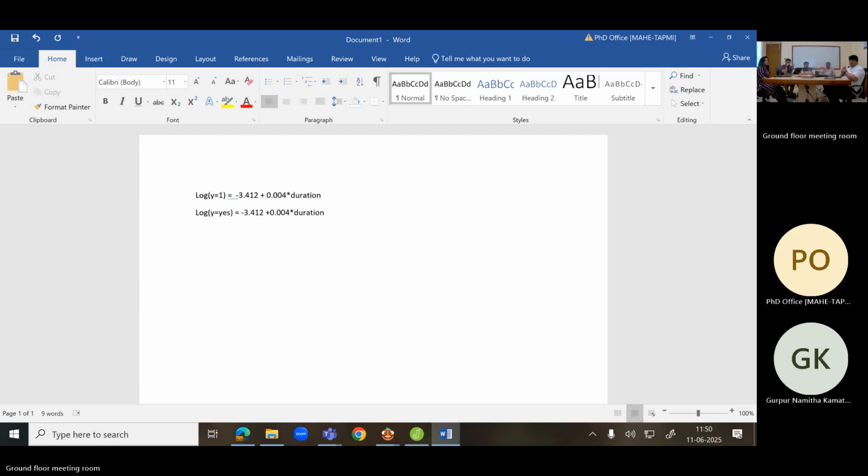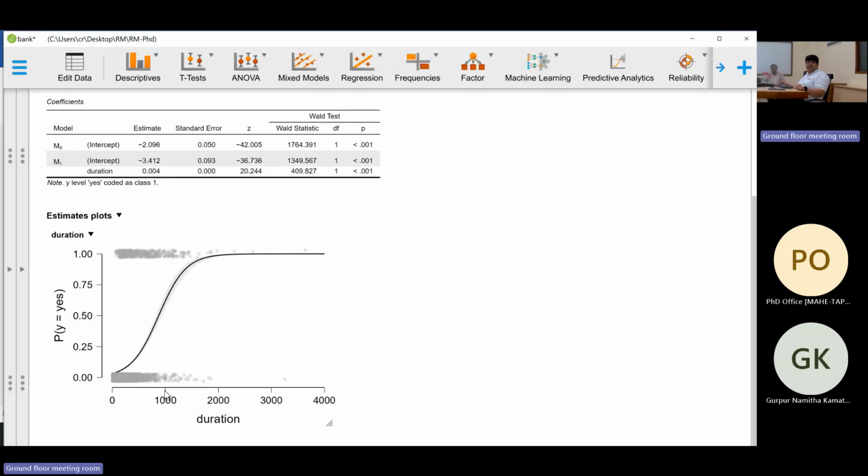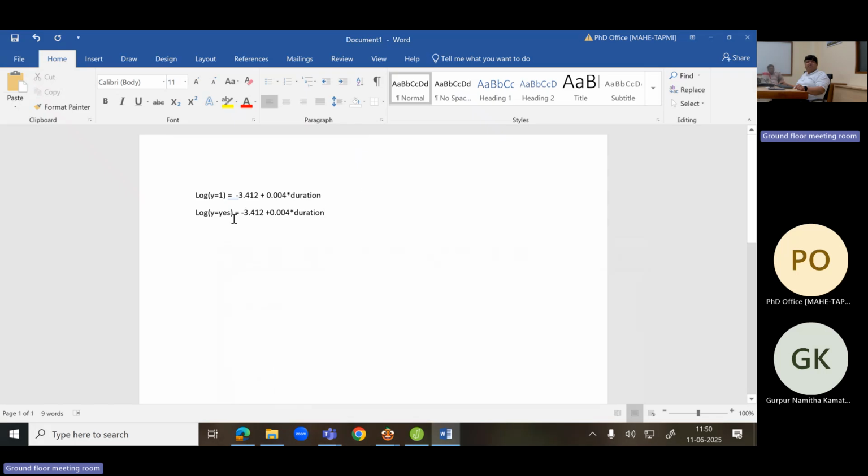Now, the question which we answered using... here we said to get 50% success... Okay, one minute, I think I missed out something. Wait, it's not so simple. See, it's not log of y equal to 1.